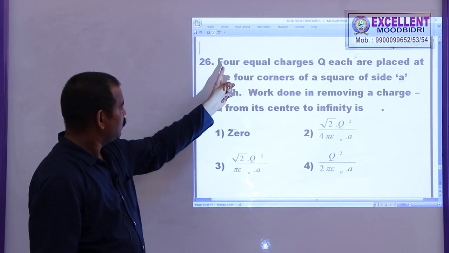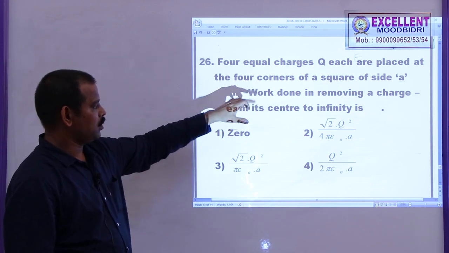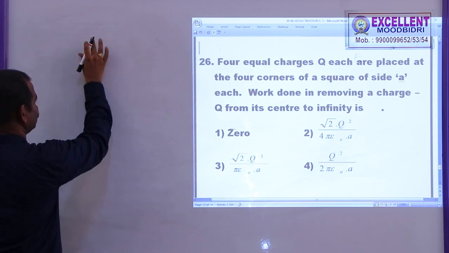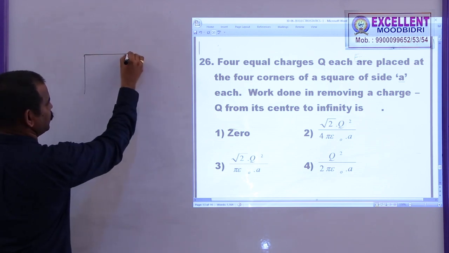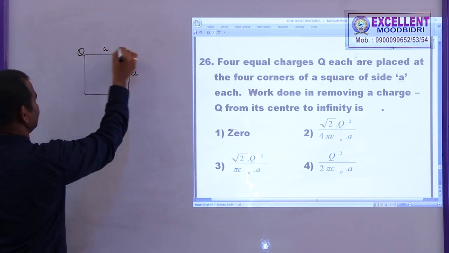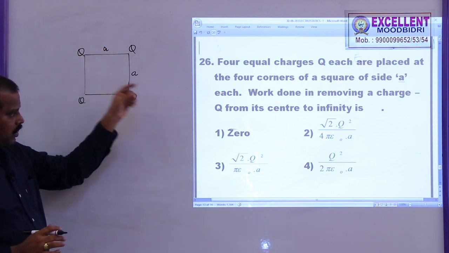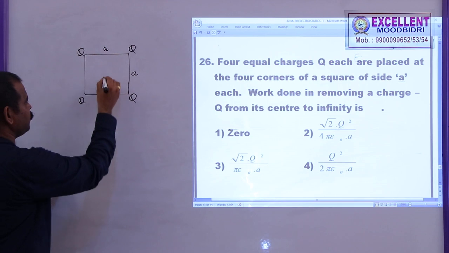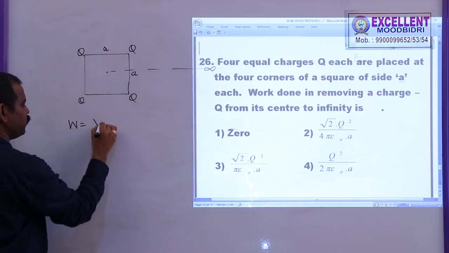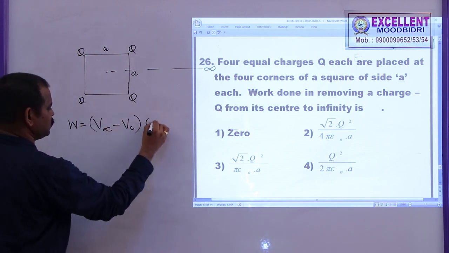Number 6. 4 equal charges Q placed at 4 corners of a square of side A each. Work done in moving a charge Q from center to infinity. So we have 4 charges at 4 corners of a square of side A each. So the charges are Q, Q, Q, Q and side is A. Work done in moving a charge capital Q from the center to infinite distance. So work done is given by the potential difference between these two points into the charge that is moving.